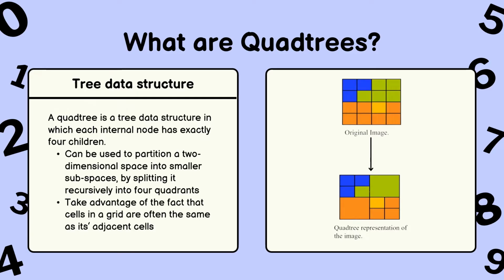As you can see, the green cells in the top right quadrant and the orange cells in the bottom left quadrant are combined together into a single node. However, the top left and the bottom right quadrants are not similar enough. Thus, they are split into 4 children nodes.